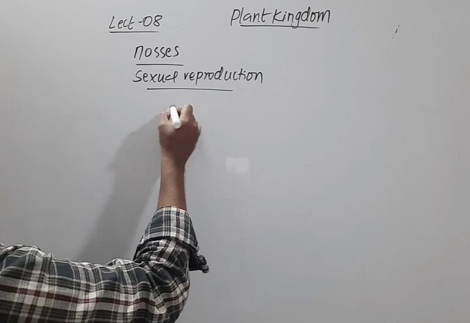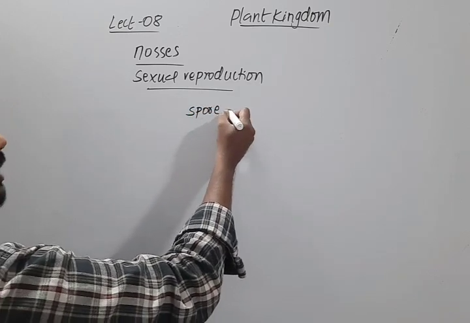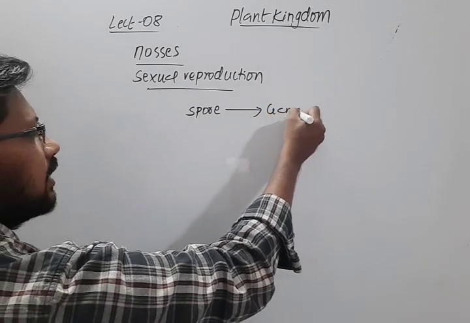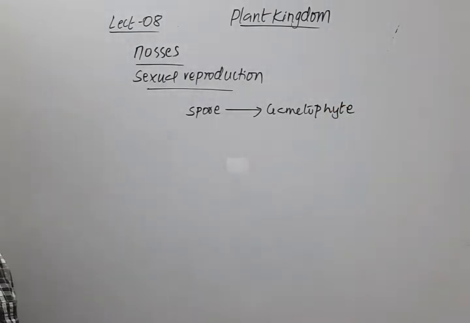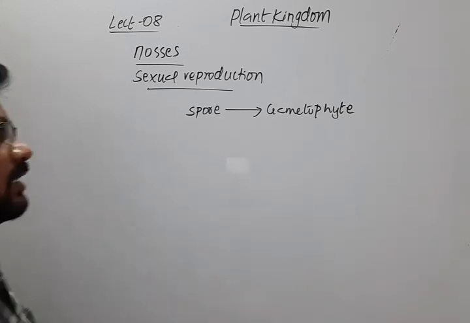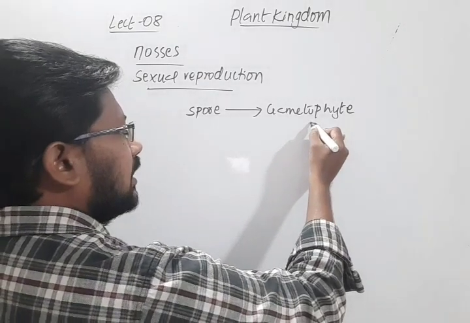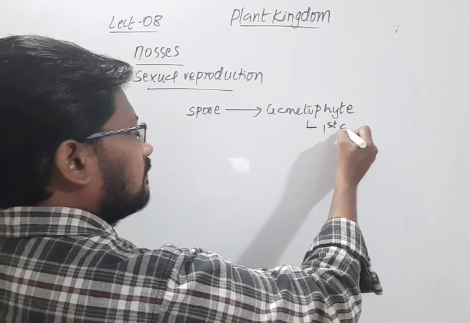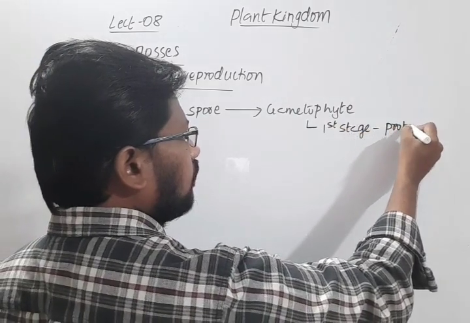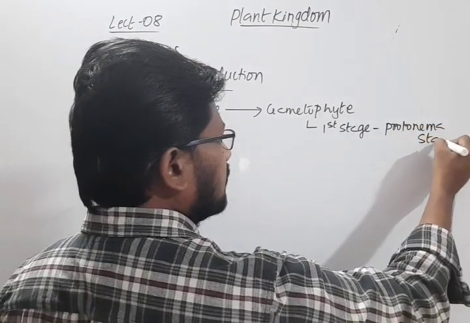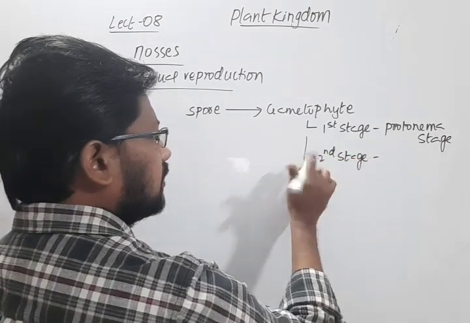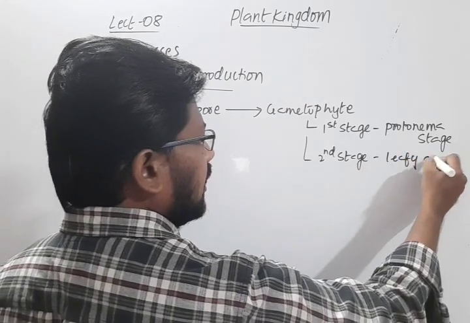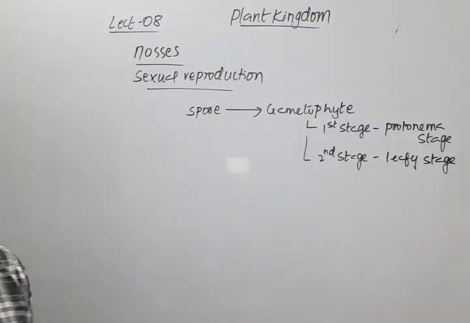Okay, so here the spores which are released will germinate and they give rise to gametophyte. And this gametophyte actually has two stages. The first one is the protonema stage and the second one is the leafy stage. The protonema stage later gives rise to leafy stage.